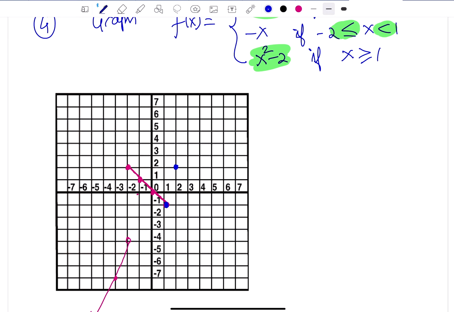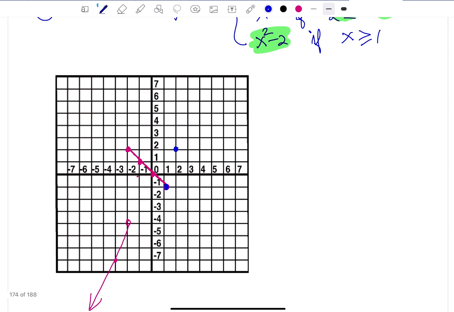And it's going to be a parabola. When x is 3, 3 squared is 9, 9 minus 2 is 7. Y would be 7. In that case, when x is 3, y is going to be 7. So this is how my graph is going to look. It's going to be a parabola here. Let's make it a nicer parabola.